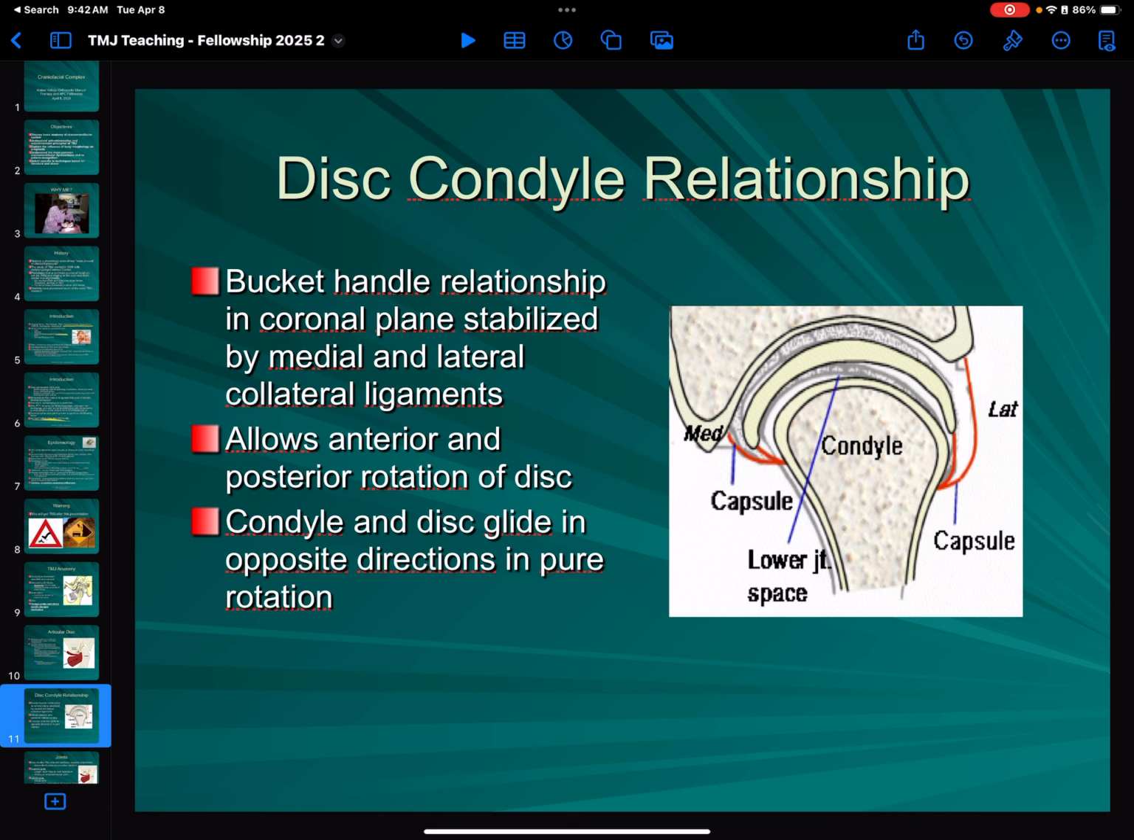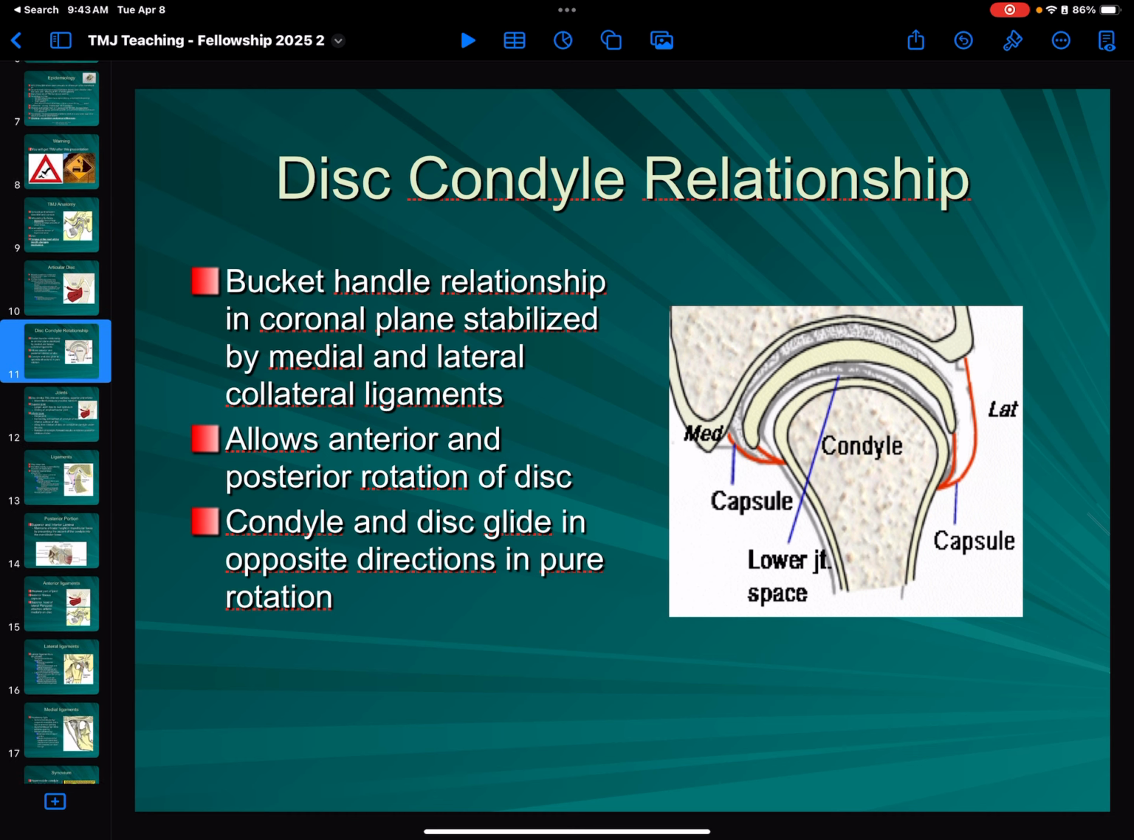And so what that allows is anterior and posterior rotation of the disc. The condyle and disc glide in opposite directions. So again, with the bucket handle idea, the disc is going to rotate posteriorly as the condyle rotates anteriorly, and then that happens in reverse as one closes their mouth. That's normal anatomy.